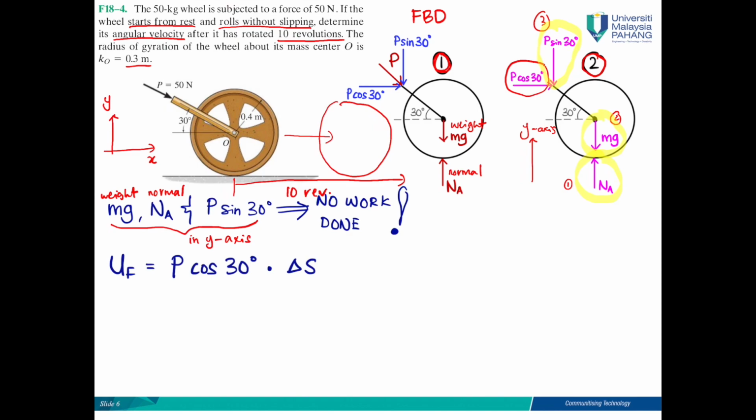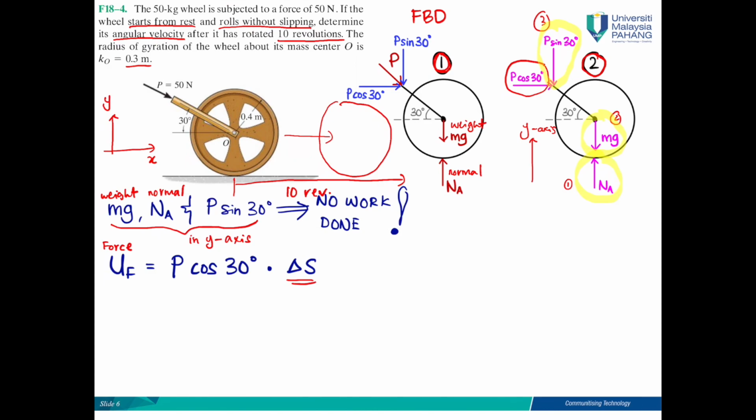So we are going to calculate the work done by a force. Remember, the U_F is equal to the force multiplied by the distance S. So now we have delta S here, and we have to calculate what is the value of delta S. How do we determine it? We have to use the clue given, which is 10 revolutions. So in 10 revolutions, what would be the distance S?